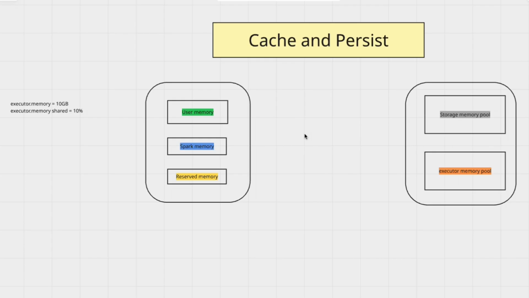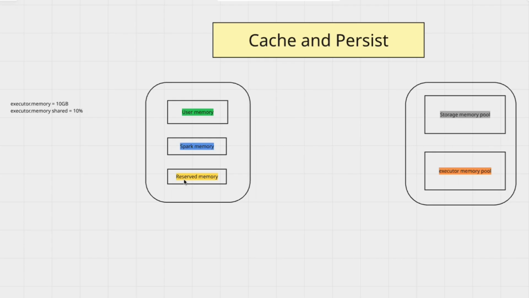Before moving into the working of cache and persist, we need to understand what cache means. When you do the cache of a data frame, for example, you have read a file, did some transformation, created a data frame, and done the cache, that means it is getting stored in the RAM. Now the question is, in which part of the RAM does it get stored?